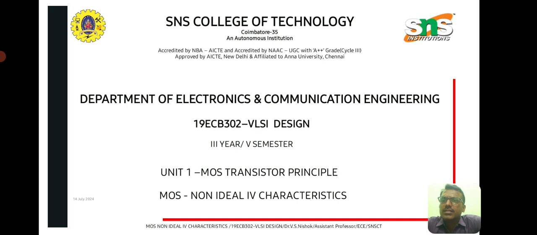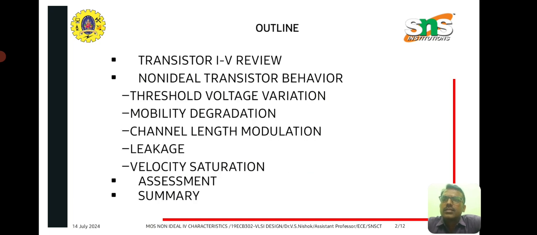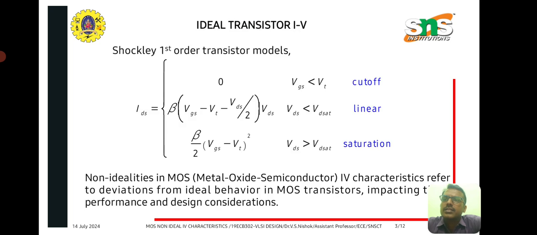Here we are going to see the topic named MOS Non Ideal IV Characteristics from the VLSI design subject. So here we are going to see the transistor IV characteristics review and non-ideal transistor behavior and the effects due to non-ideal behavior and the assessment, and finally we are going to summarize the topics.